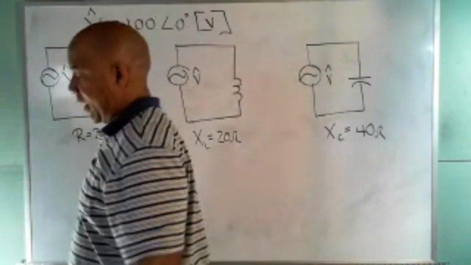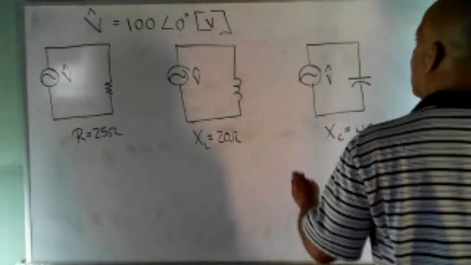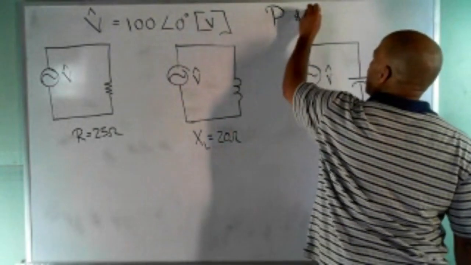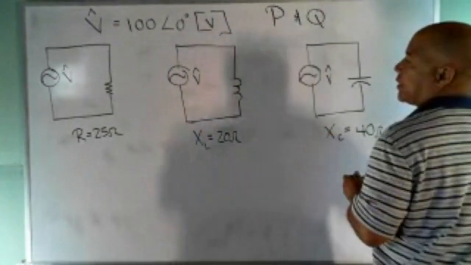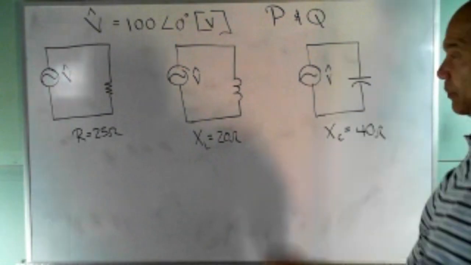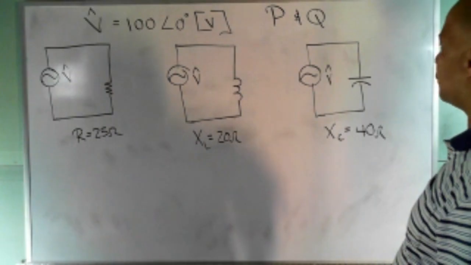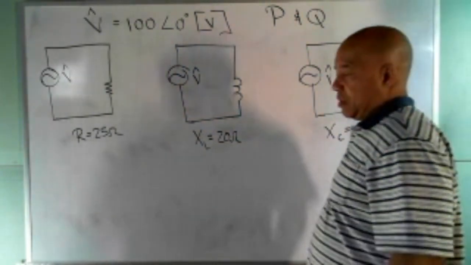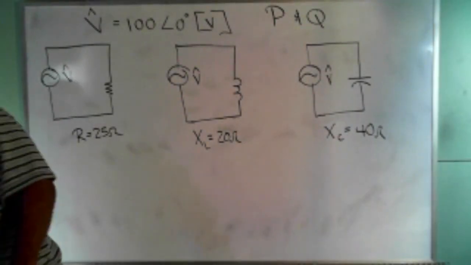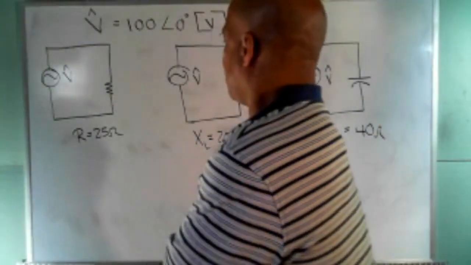All right, so there are our three problems. We want to know P and Q for each circuit. Give you about another minute or two. This one's pretty simple.